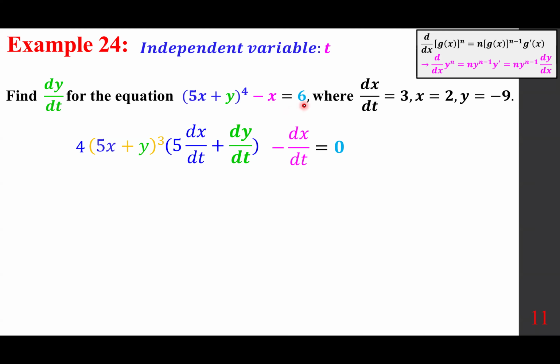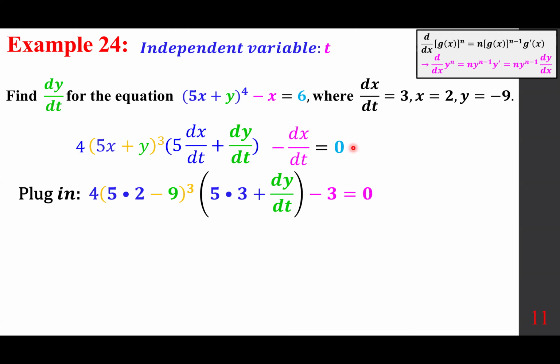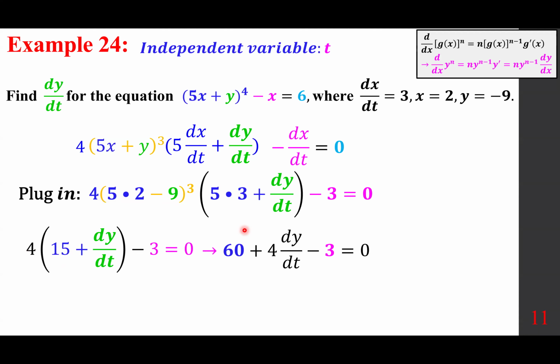I can solve for dy/dt or simply just plug in. When you plug in, 5 times 2 is 10 minus 9, 1 cubed is 1, so this is 4 times 1, and this is 15. Distribute, you get 60. And for dy/dt, 60 and minus 3 end up being 57. Move it to the other side, it becomes negative 57. Divide by 4. And the final answer, dy/dt is negative 57 over 4.